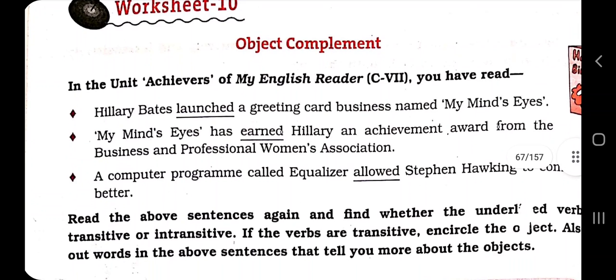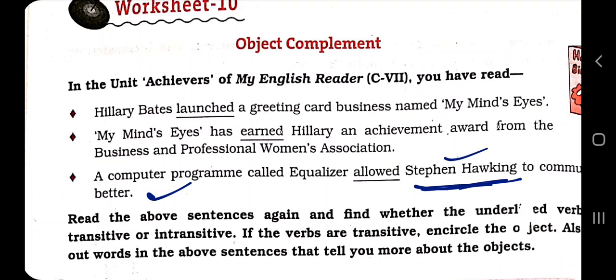Worksheet 10, object complement. Now in the unit Achievers of My English Reader, Class 7, you read: Hilary Bates launched a greeting card business named My Mind's Eye. My Mind's Eye has earned Hilary an achievement award from the Business and Professional Women Association. A computer program called Equalizer allowed Stephen Hawking to communicate better. Stephen Hawking was a great physicist, a great scientist who was crippled but had a sharp mind. So he needed a computer to communicate.